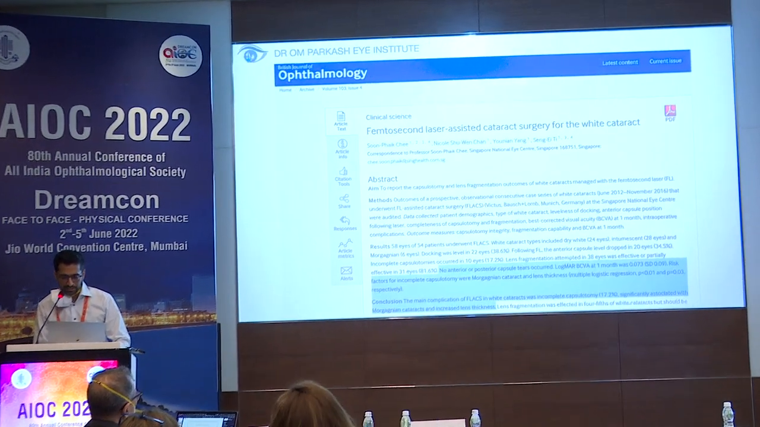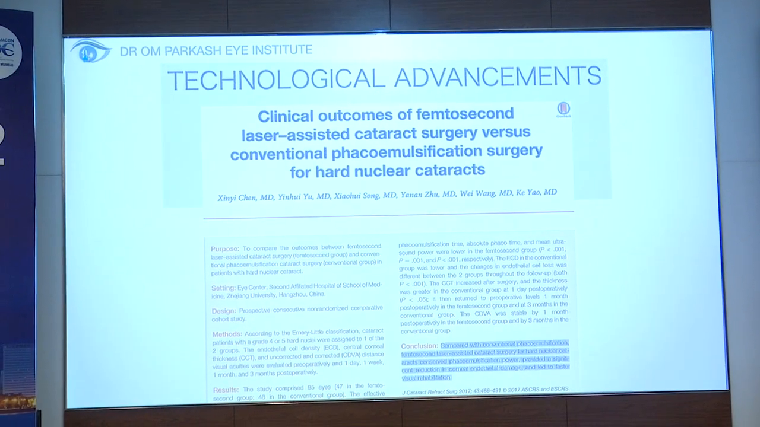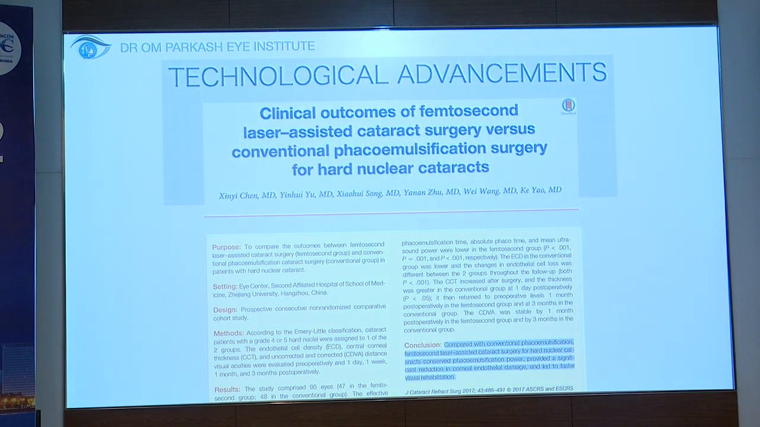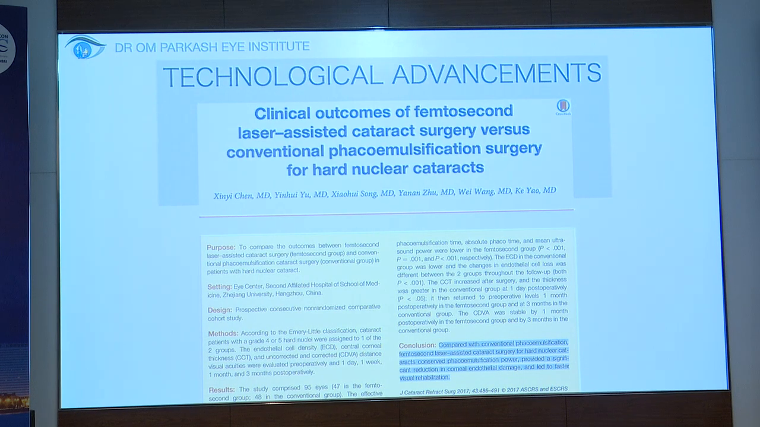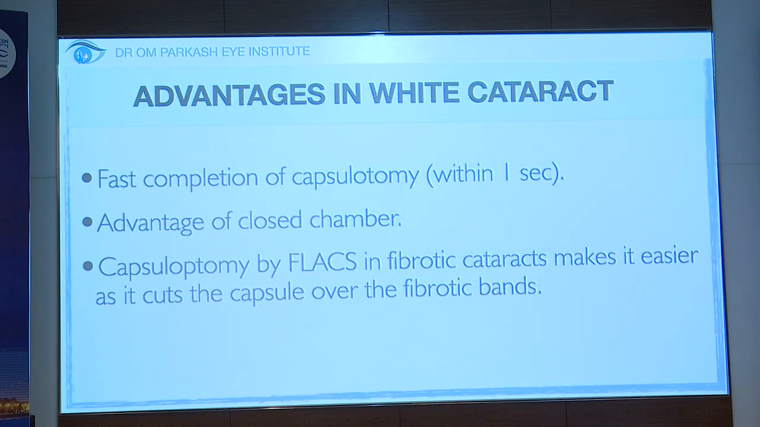Another study showed comparison with conventional phacoemulsification. Flax for hard nuclear cataracts conserved phacoemulsification power, provided a significant reduction in corneal endothelial damage, and led to faster visual rehabilitation. So advantages in white cataract: it helps in fast completion of capsulotomy, which is within 1 second. It has the advantage of a closed chamber. Then capsulotomy by flax, especially in fibrotic cataracts, is easier as it cuts the capsule over the fibrotic bands.